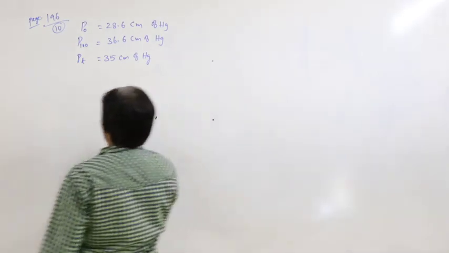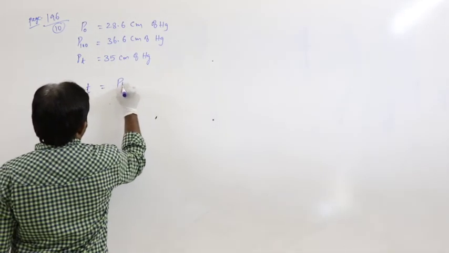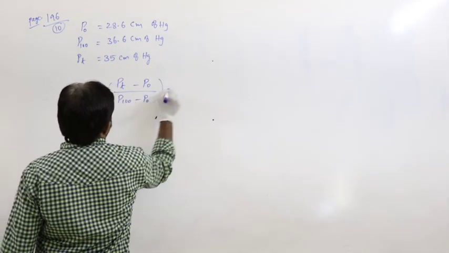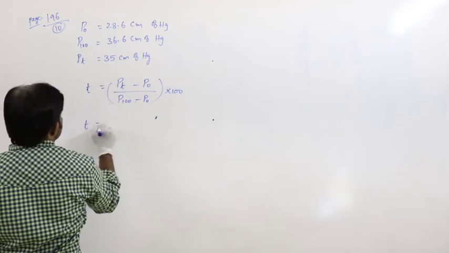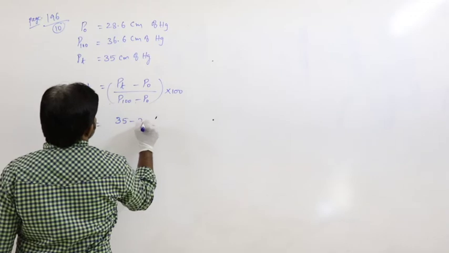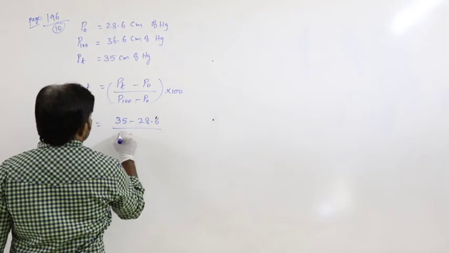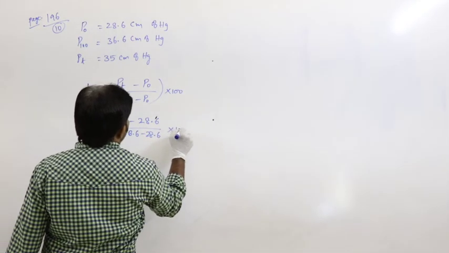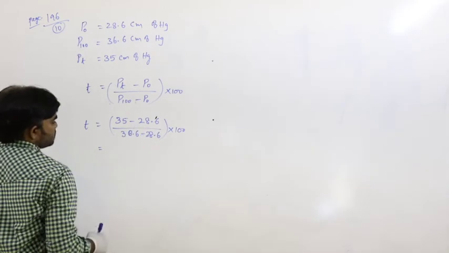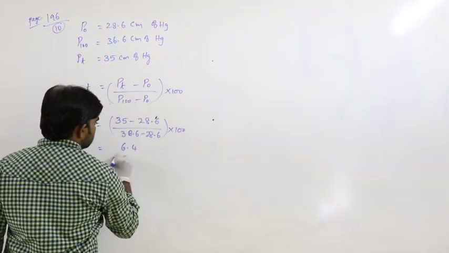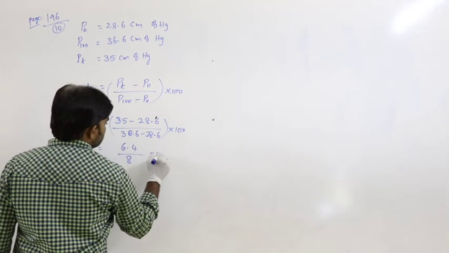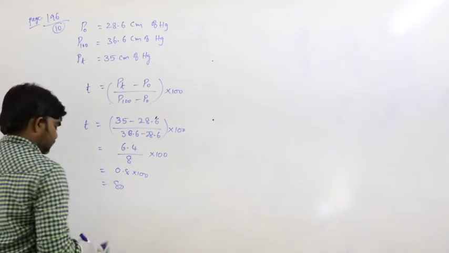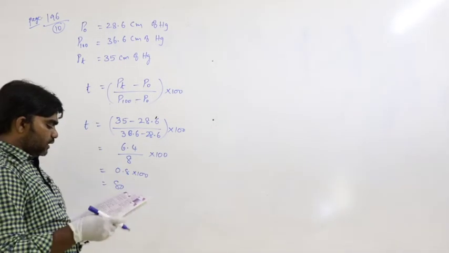So now how can you calculate temperature? T equals Pt minus P0 by P100 minus P0 into 100. So T equals 35 minus 28.6 divided by 36.6 minus 28.6 into 100. That is 6.4 divided by 8 into 100, which is 0.8 into 100, equal to 80 degrees Celsius.